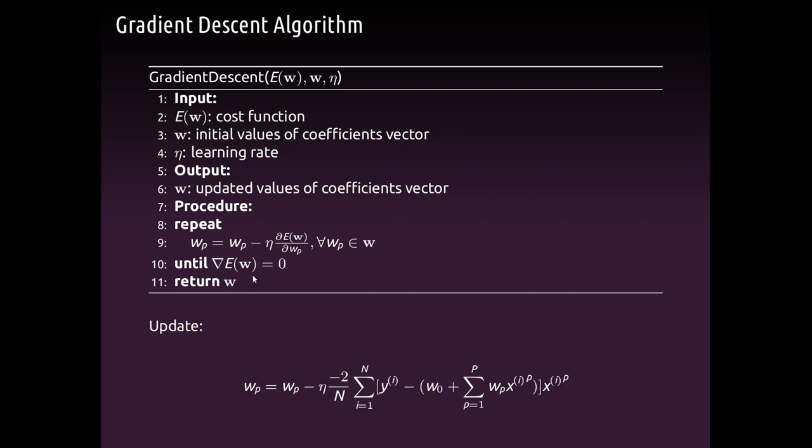So this is how we use both approaches, the closed form and the gradient descent, in order to find the list of coefficients and find our nonlinear model.